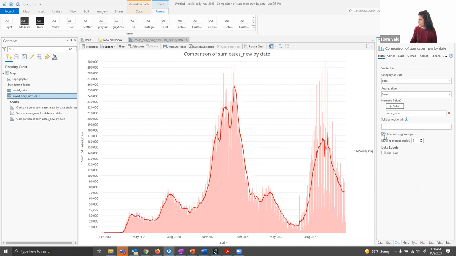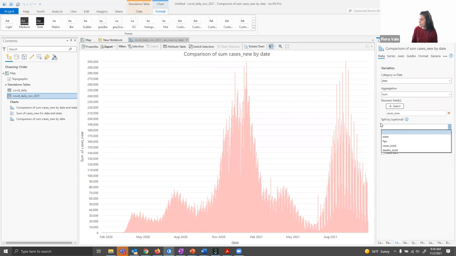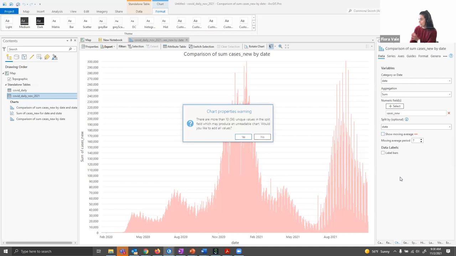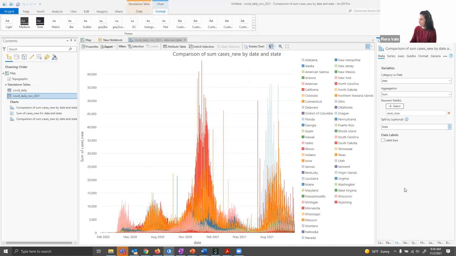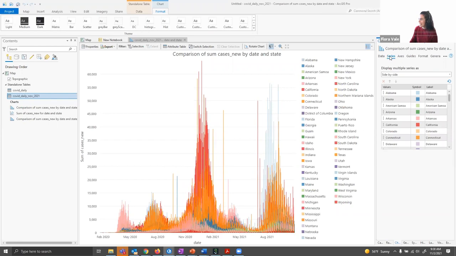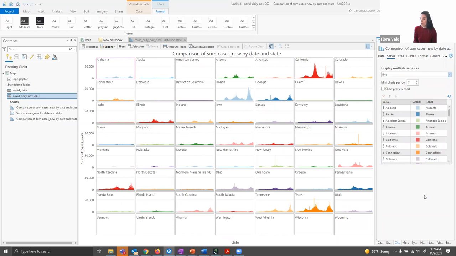I could also try to understand this data by state. And so I'm going to use the split by option and split this by state so that we get a different series for each state. And looking at them all in the same chart like this is not really useful, but as of Pro 2.9, so this is not released yet, but it will be released very soon, we can look at this in a grid view. So this is also commonly referred to as small multiples or a trellis. We're calling it a grid.